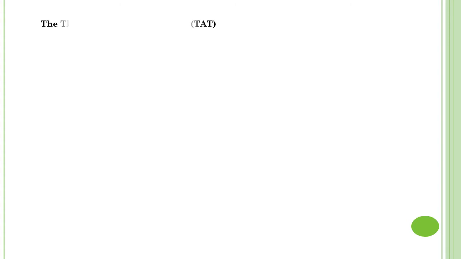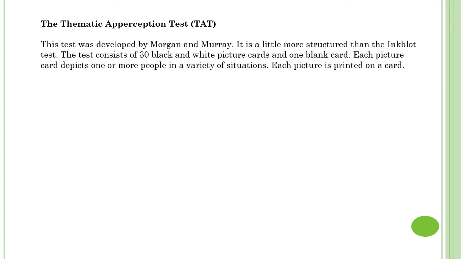Now let us move on to another projective technique, which is the thematic apperception test, also known as TAT. So this test was developed by Morgan and Murray. It is a little more structured than the ink blot test. So the ink blot test is unstructured. Okay. In comparison to the ink blot test, the thematic apperception test, that is TAT, is more structured.